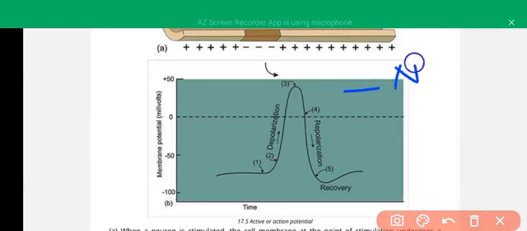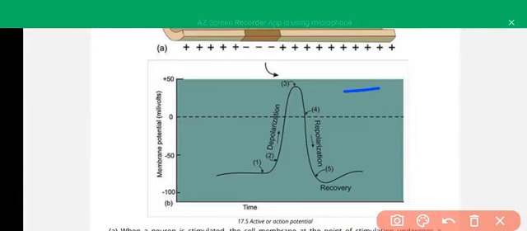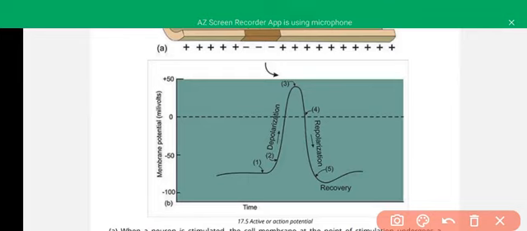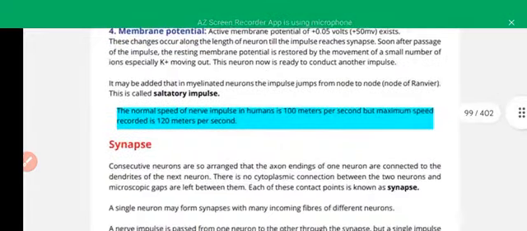Then the process reverses. Sodium gates now close and potassium channels open, and potassium moves outward. As potassium moves outward, the outward positive potential is created again, and repolarization starts. When more and more potassium goes outward, it is also called hyperpolarization. Here it can reach up to minus 90 to 100 millivolts. Then the ionic balance is restored: potassium is moved inside and sodium outside by the sodium potassium ATPase pump.